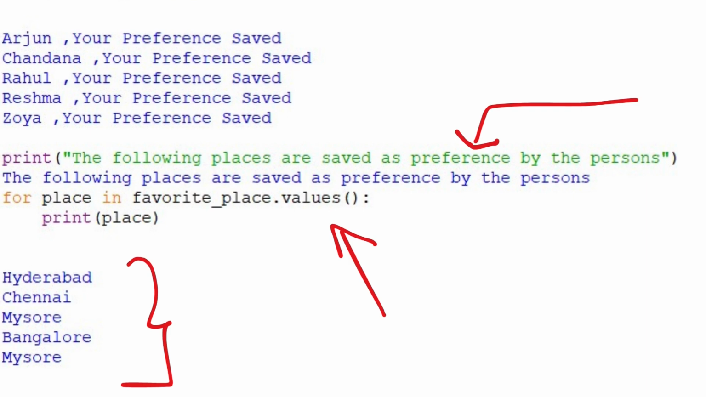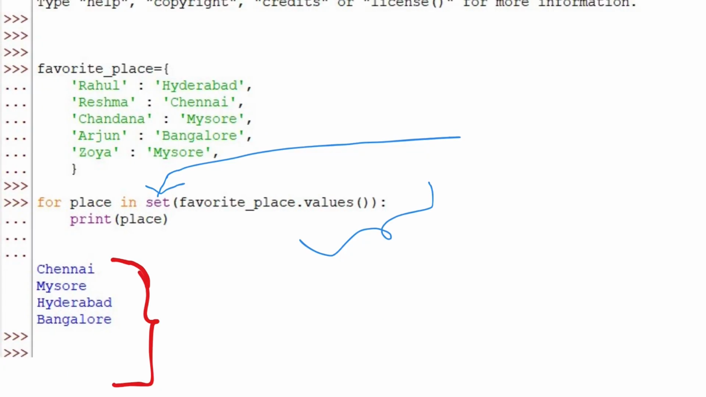I have used a small for loop here: for place in set of favorite places dot values, and I'm going to print the place. Here Python identifies the unique items in the list and builds a set from those. The output will have non-repeated values like Chennai, Mysore, Hyderabad and Bangalore. Mysore is not repeated, but inside the dictionary it is a repeated value, with two persons saving Mysore as a preference. But after we wrap the dictionary's values method inside the set, the repetition is avoided. We can also directly create a set by using braces and separating elements with commas.